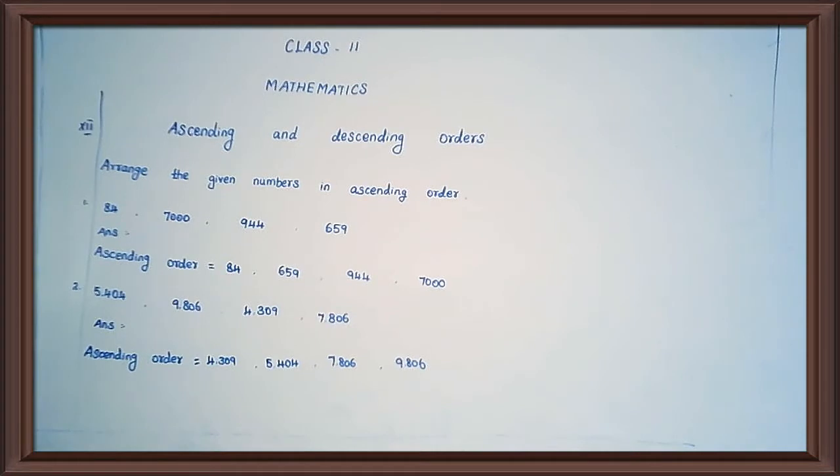The first one: 84 comma 7000 comma 944 comma 659. Next line, write answer, short form ANS. Then ascending order.